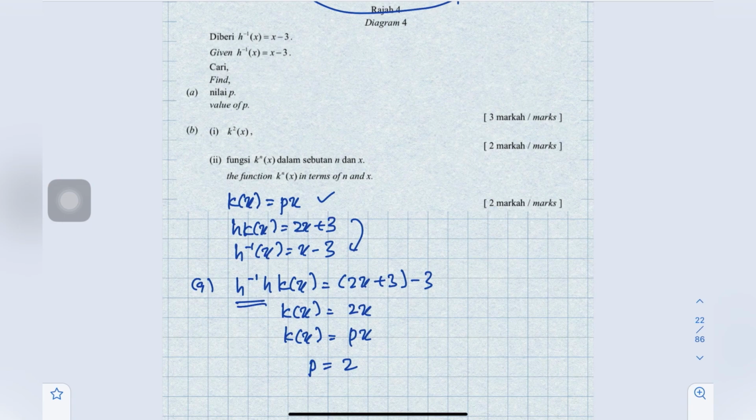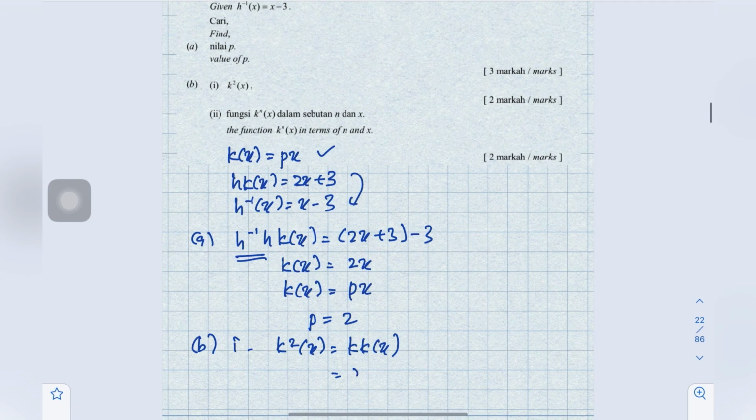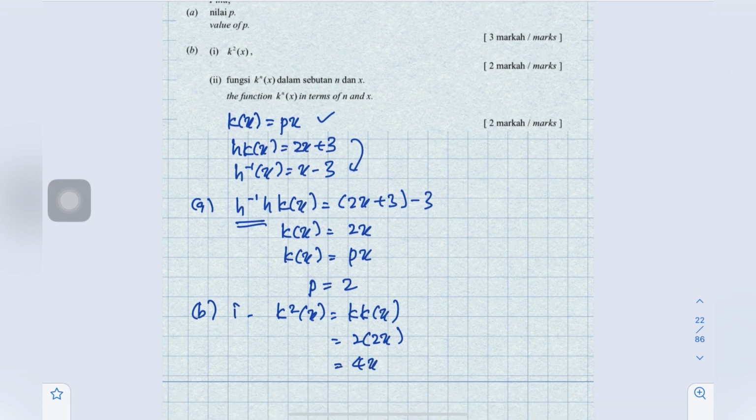B, Roman 1, find k squared x. K squared x is actually k of k(x). So k of 2x, which equals 4x.